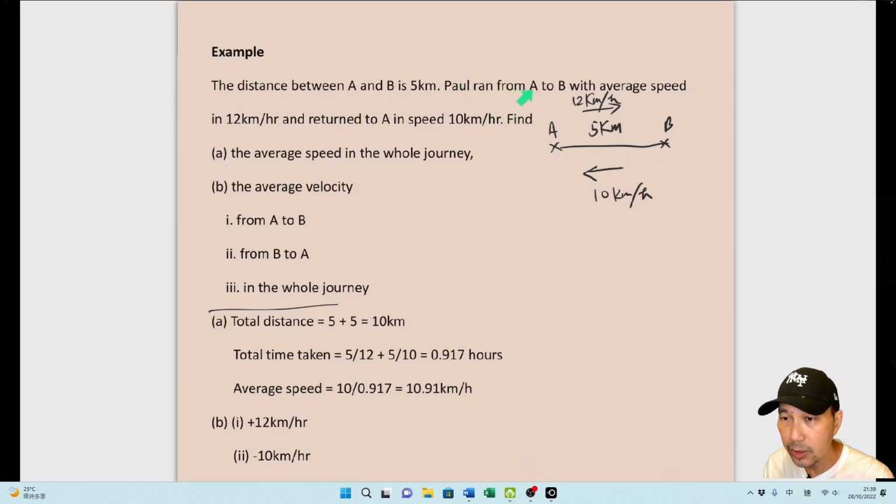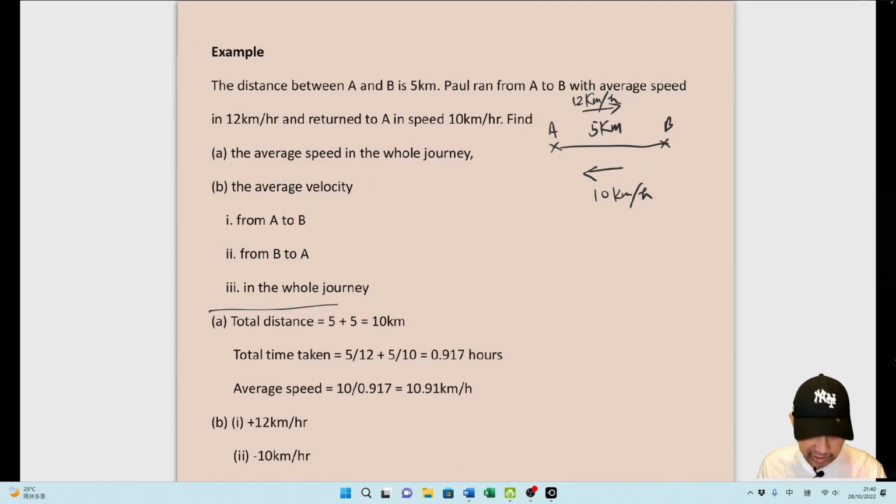Paul went from A to B with an average speed of 12 km per hour and returned to A at a speed of 10 km per hour. Okay, so in part A, we are required to find the average speed in the whole journey. In part B, we are required to find velocity, first separated into two legs, from A to B and from B to A. And in part C, find the average velocity for the whole journey.